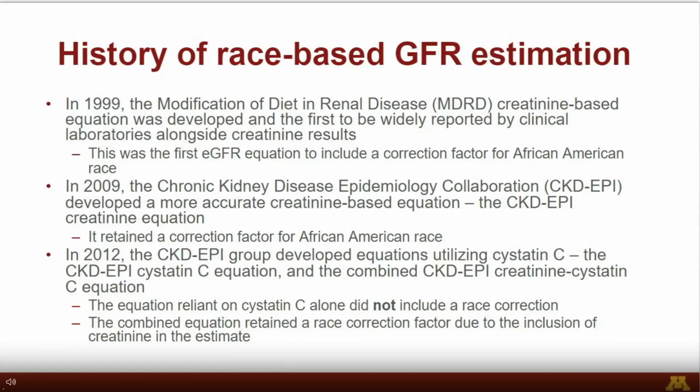Then lastly, in 2012, the CKD-EPI group published two new equations that incorporated the use of a new biomarker, Cystatin C. One of the equations was called the CKD-EPI Cystatin C equation, and the other was the combined CKD-EPI creatinine Cystatin C equation. The equation based on Cystatin C alone did not include a race correction factor, as Cystatin C had not been observed to vary among race groups. On the other hand, the combined creatinine Cystatin C equation did retain a race correction factor because that equation utilized creatinine, which had been observed to vary by race.